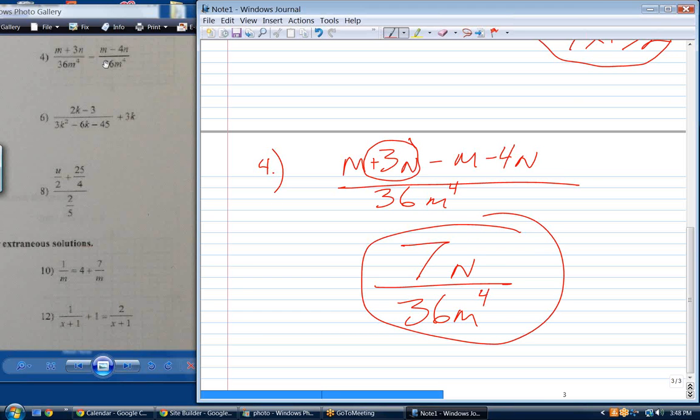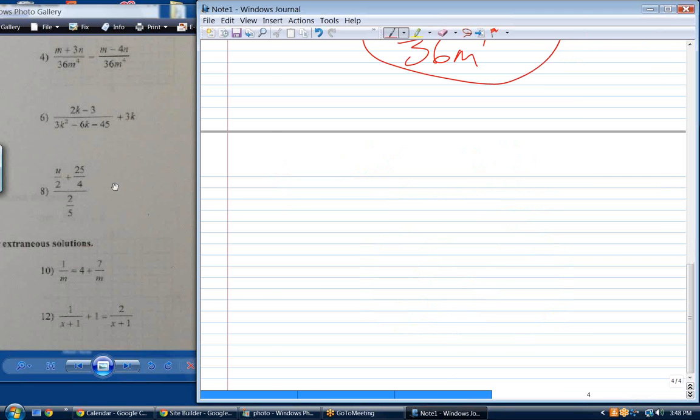So the key here is just to remember that when you're subtracting two fractions like this, the best thing you could do is put the parentheses in immediately. That way you will not make that mistake. And trust me, that is a mistake everybody makes on that problem.